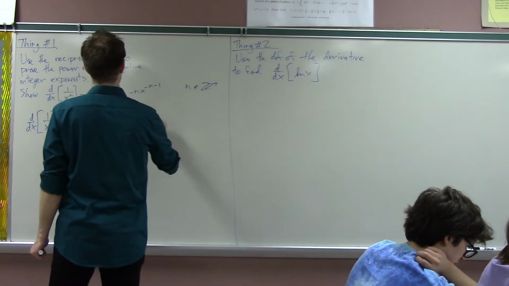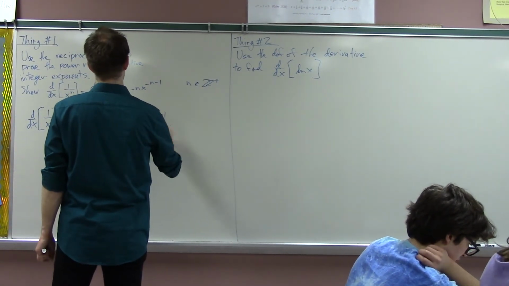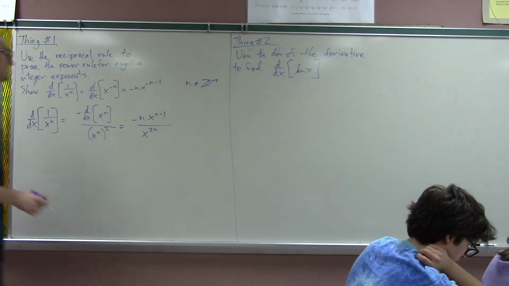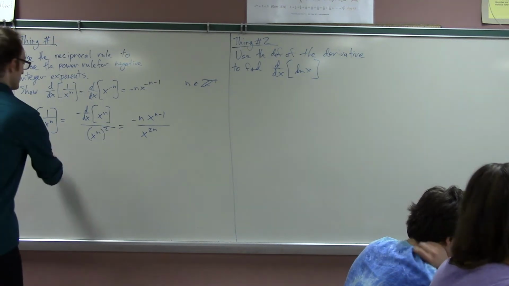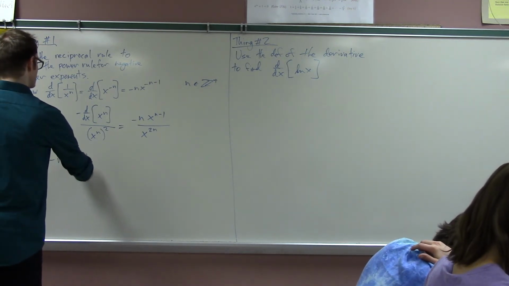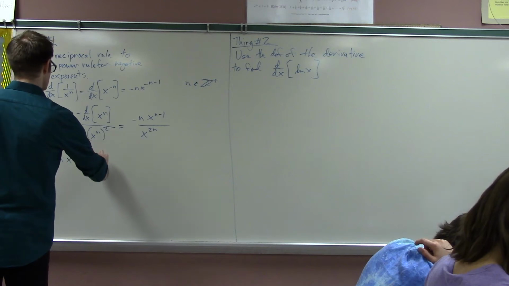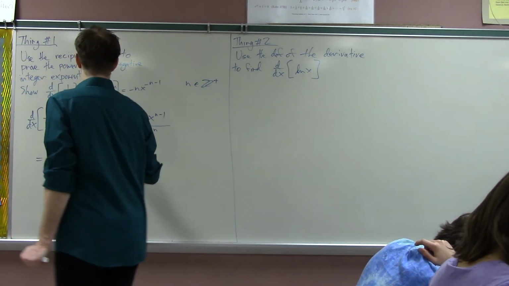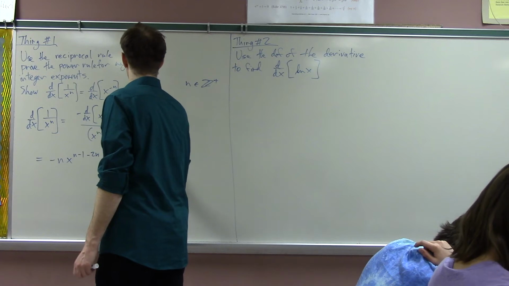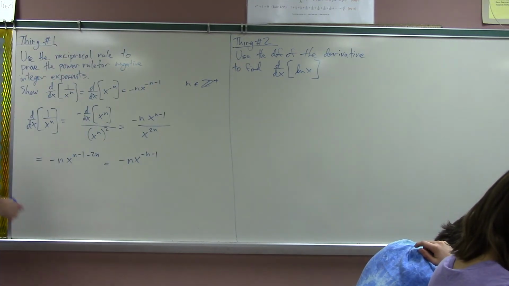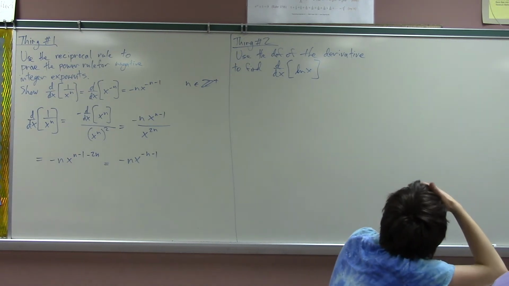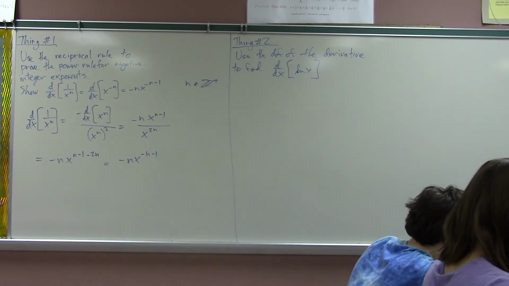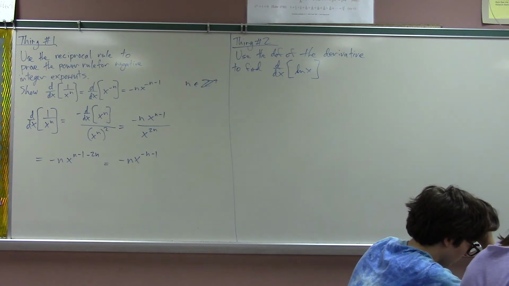This becomes negative n x to the n minus 1 over x to the 2n. And now I just apply some exponent rules, right? Subtract 2n. So this is negative n x to the n minus 1 minus 2n. So that's negative n x to the negative n minus 1. Ta-da! Which is exactly what I would predict the answer would be if I had just been assuming that the power rule works, which is what we have been doing. Cool?